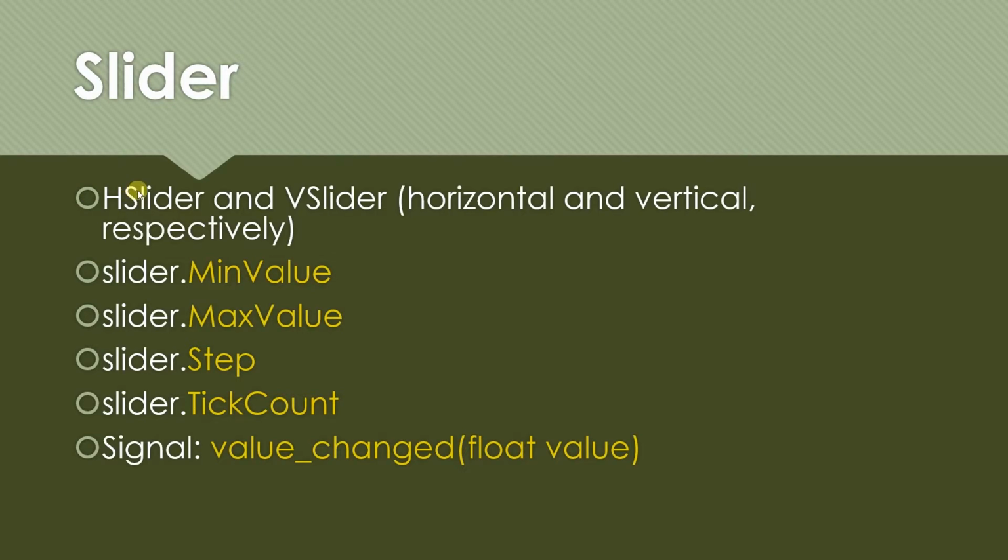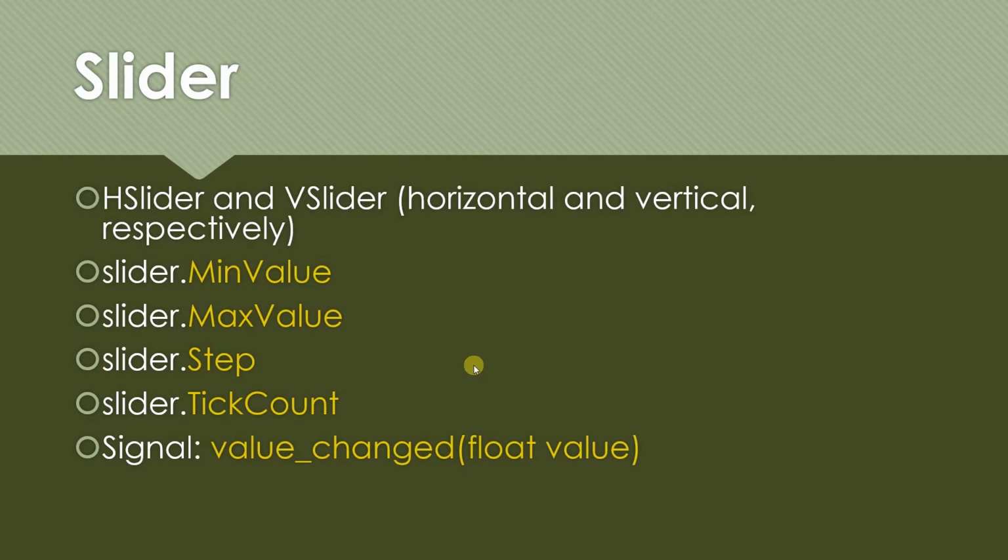Slider, you have a horizontal and a vertical one. And I'm sure you've seen these. These are just little things that you can slide, and they're for selecting a bounded numerical value. Here are some important things about it. It has a min value property and a max value property. Those are self-explanatory. What's the minimum number that you want selectable with this slider, and what's the maximum number?